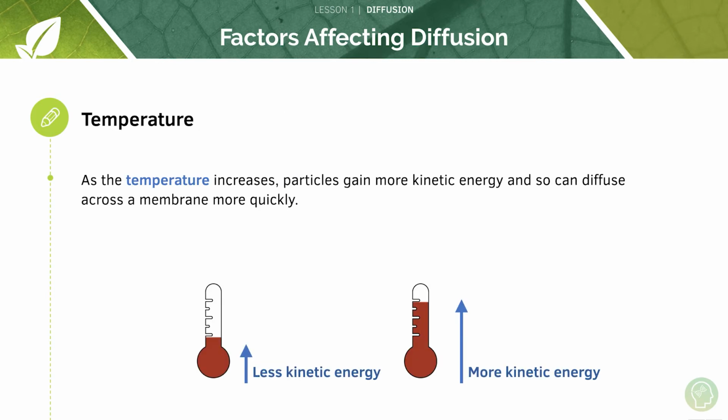So factors affecting diffusion include temperature. As the temperature increases, particles gain more energy and therefore they can diffuse across a membrane more quickly. We've already seen that diffusion is the movement of particles from a high to a low concentration. They're moving, so as the temperature increases, they're buzzing about even faster, like this, okay? And therefore they're going to diffuse faster across the membrane. Whereas if they're at a lower temperature, they're going to be moving more slowly because they've got less kinetic energy. So the whole diffusion process, the whole movement, will take much longer.